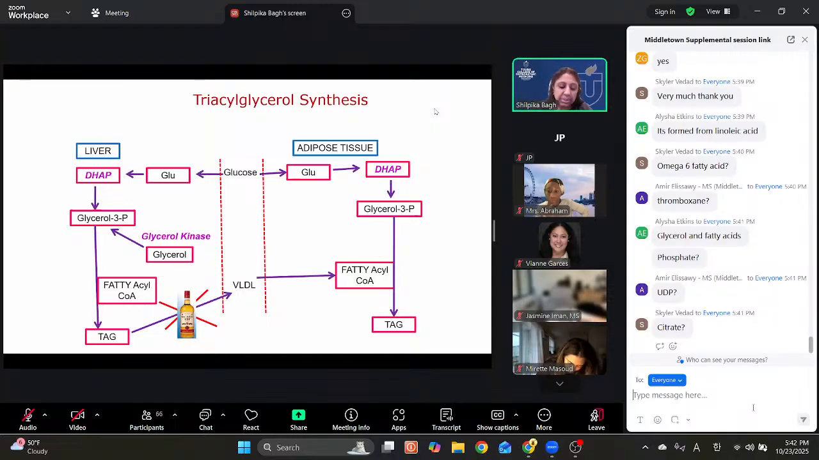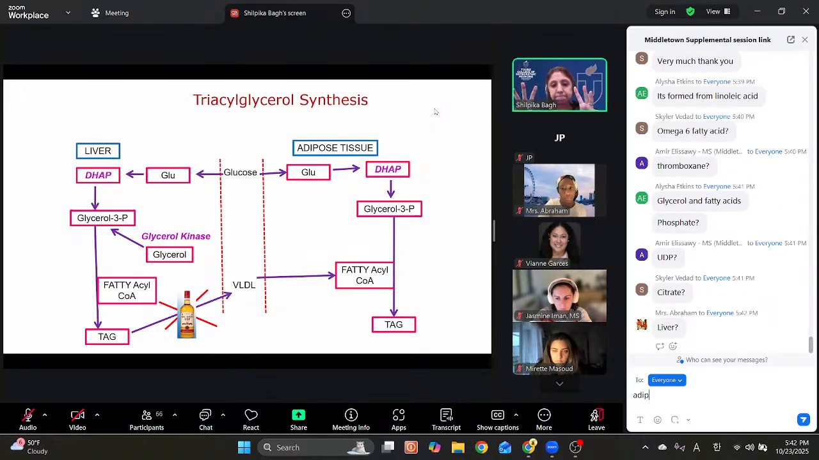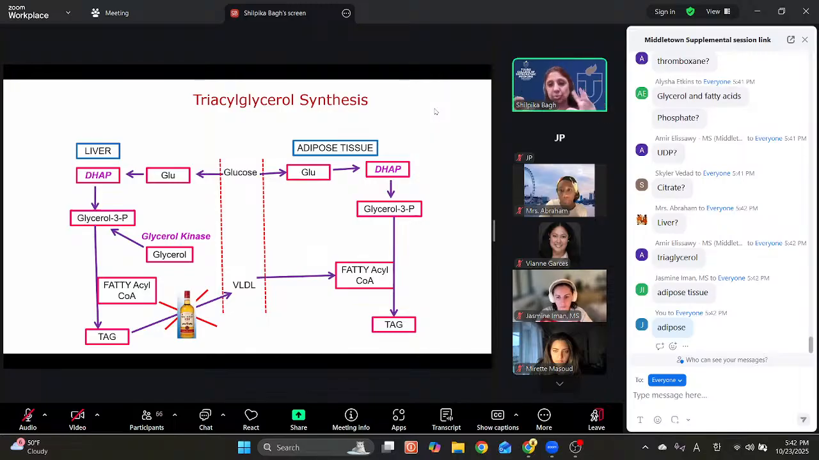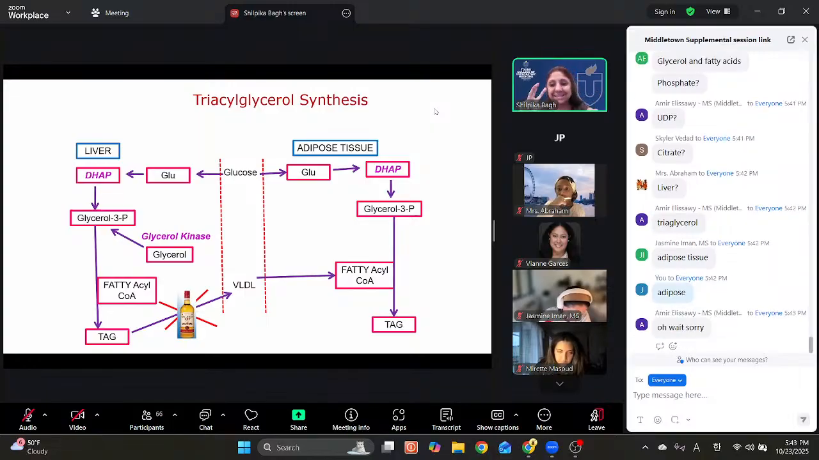So where do you see TAGs stored? Major. You see it in muscle too, but I want the major stores. Where do you talk about TAGs? Liver and adipose tissue. So you have to compare and contrast the source of TAG synthesis in liver versus adipose tissue. So tell me, in liver, what's the source of glycerol 3-phosphate? How can you get glycerol 3-phosphate in the liver?